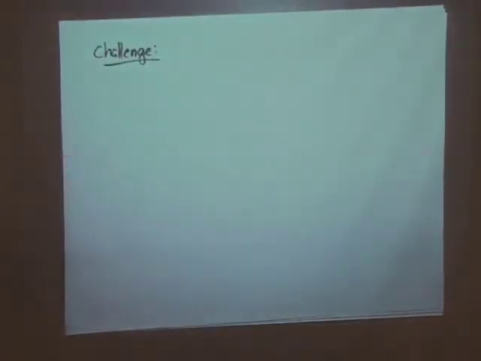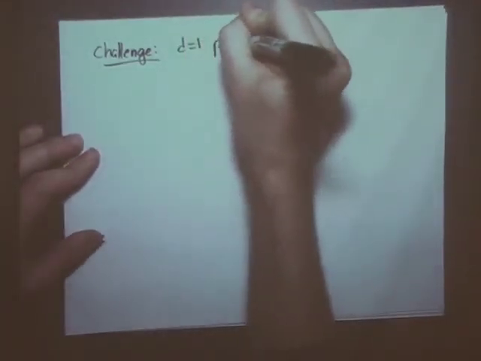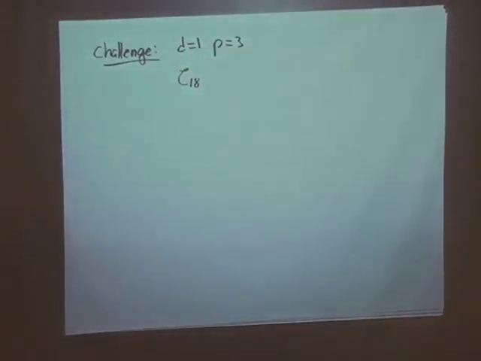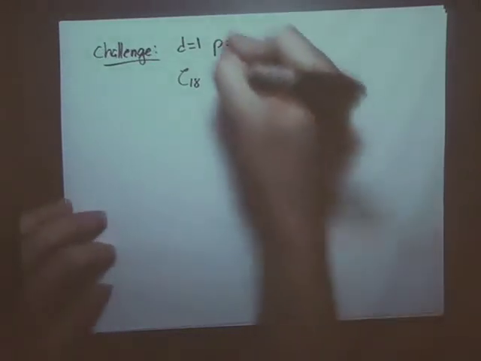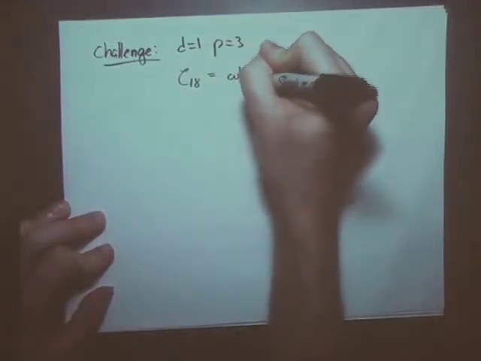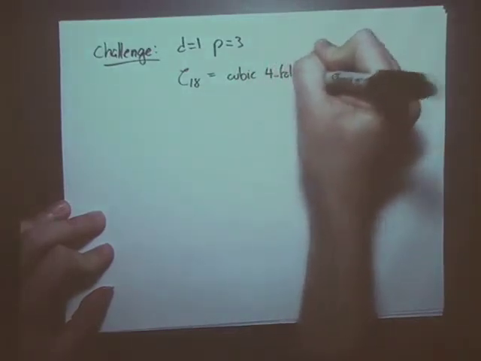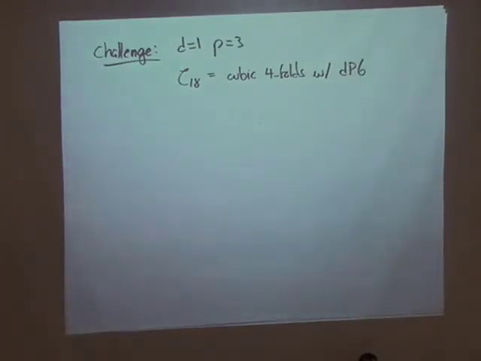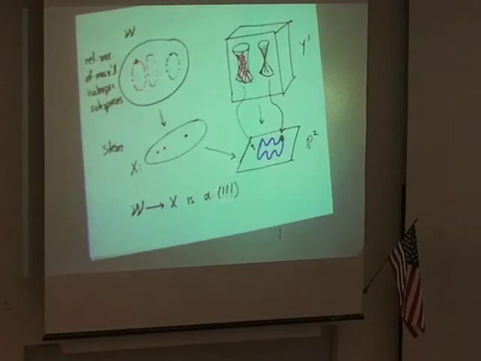Okay, so let me take P equals 3, and D is 1. P equals 3. And then look at this divisor, C18, so 2 times 3 squared. So these are cubic fourfolds with a Del Pezzo surface of degree 6 contained inside them. So they have a surface, it's not a plane this time, it's something a little more complicated. Okay, and so the question is, where's that picture? What's this picture in that case?